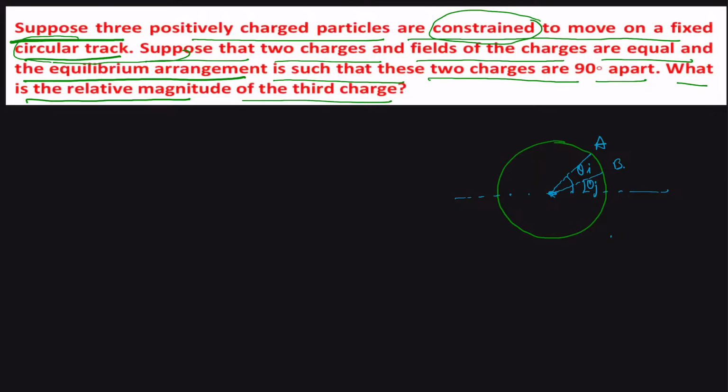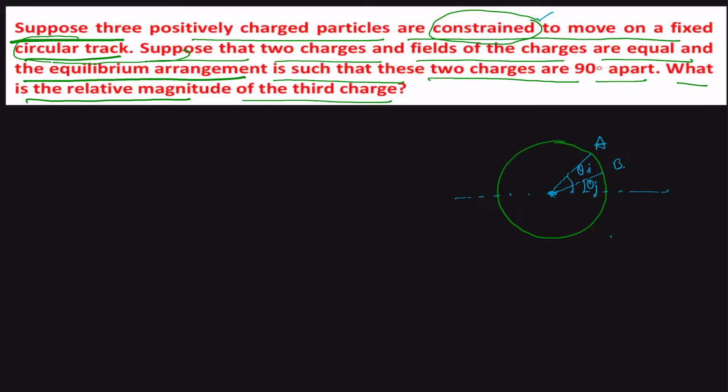In this case, we have to remember that there is a constrained motion. Constrained motion means that the radial component of the force will be balanced automatically by the centripetal force. So we are only interested in our tangential force. That's the meaning of constraint. It is tied with a string, something like that, because of which it is going to rotate in this fixed circular track. We are not interested in the radial force.